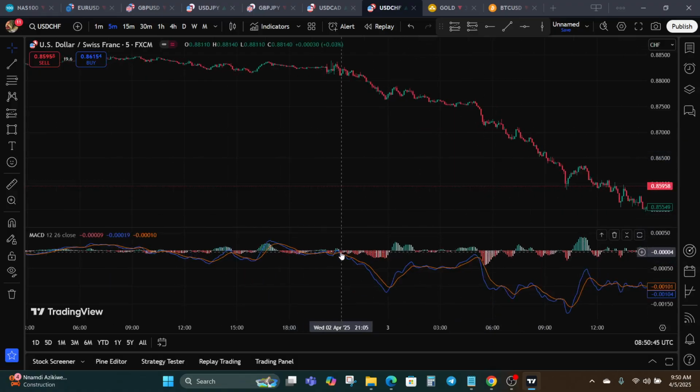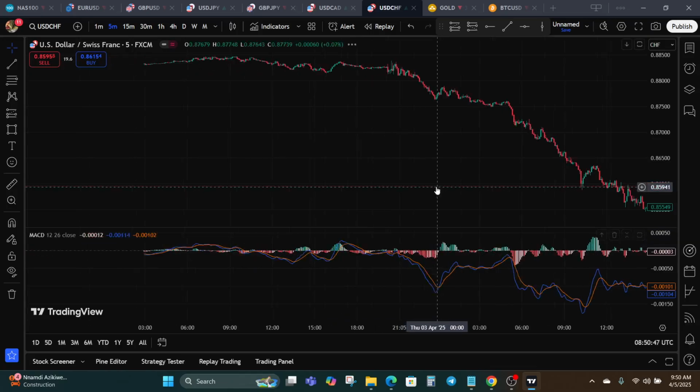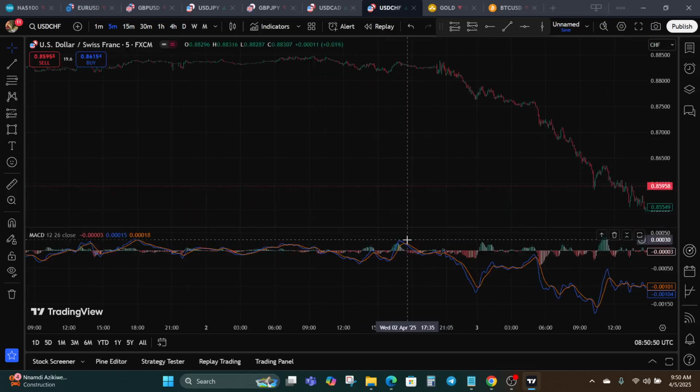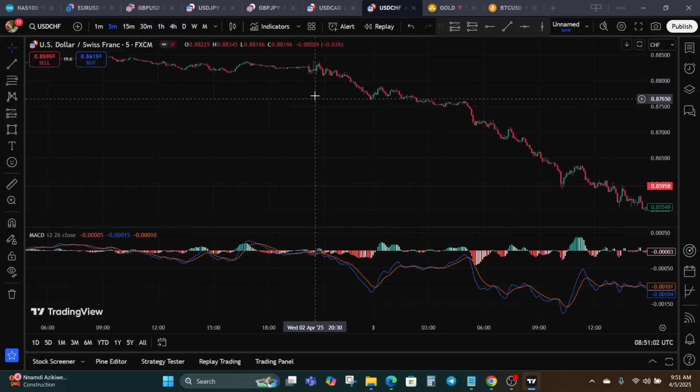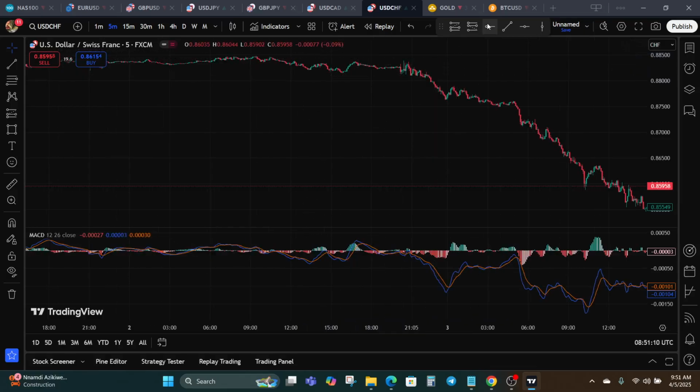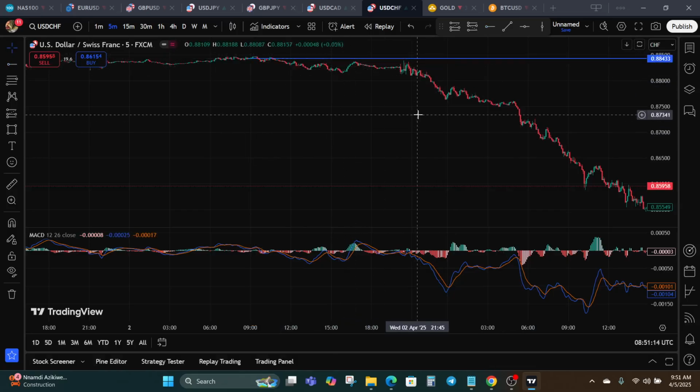Like what we can see happening here, the MACD line should cross below the signal line above the zero level. You can see this above the zero level. Then you should look for a strong bearish candle that confirms the move. You can see after that crossover, we had a bearish candle around here. Ideally, price should be rejecting a minor resistance area. You can see we have a resistance zone around here and price is rejecting that zone.